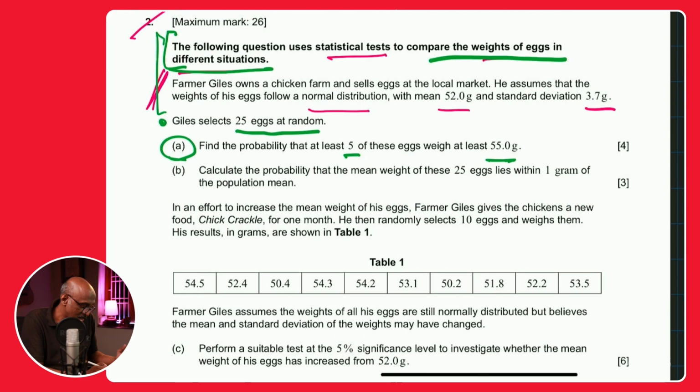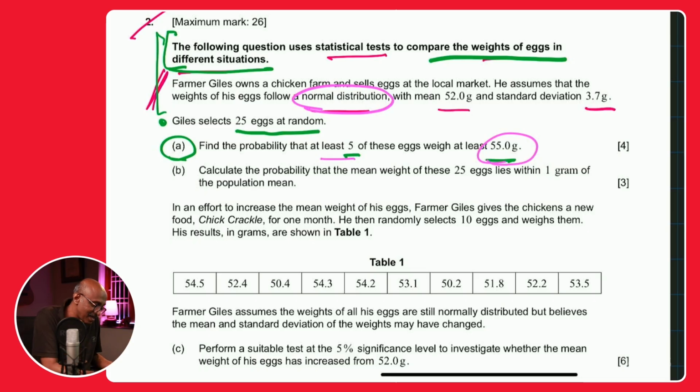You can see what's going on. The question says that his eggs follow a normal distribution. The population mean is 52, standard deviation is 3.7. And from that collection, he's selecting 25 eggs at random. And then you're finding the probability that at least 5 of those 25 that he's selected weigh at least 55. So there is a combination of normal and binomial, a very classic IB question, I must say. Sometimes children make a mistake in identifying: are we doing normal here? Are we doing binomial here?